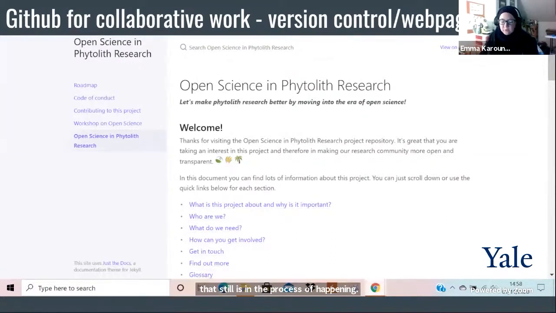So in the future, what we want to happen is probably for there to be an online repository for phytolith data somewhere out there on the internet.